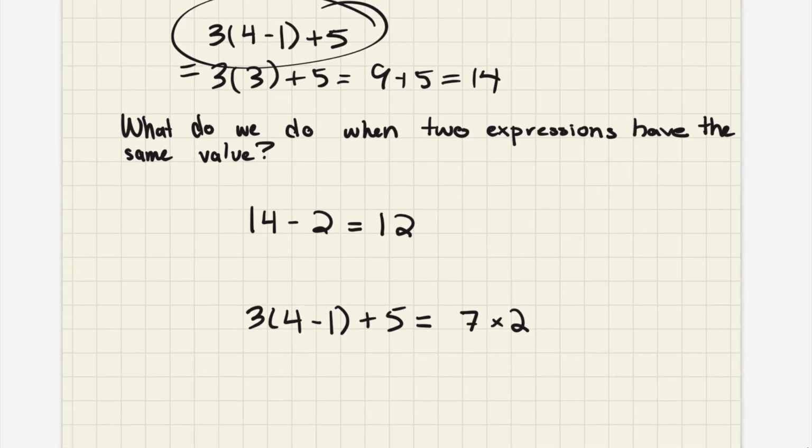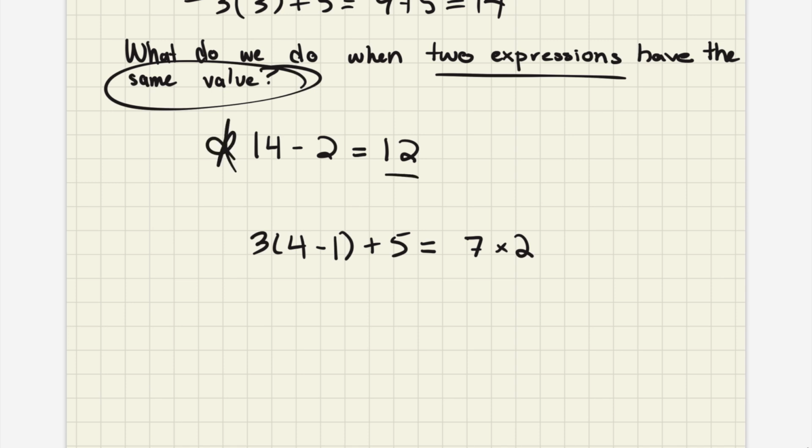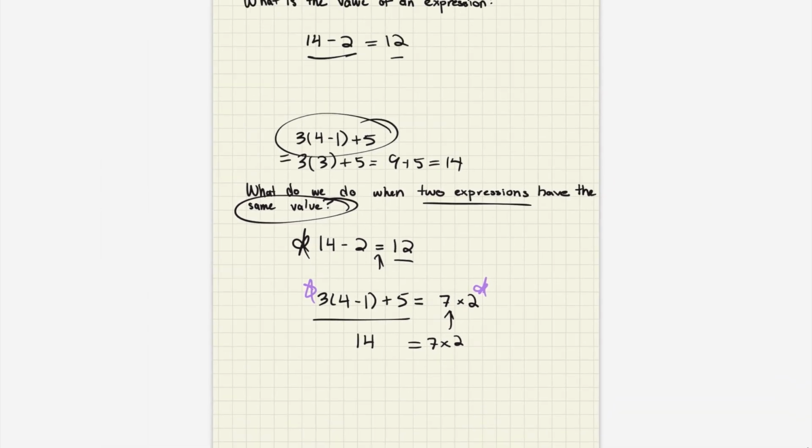With that in mind, we can start to equate two expressions, or show that two expressions have the same exact value. So we talked about earlier that 14 minus 2 has the value 12, so it's equal to 12. Similarly, we evaluated this and said it was equal to 14. Well, 14 is also equal to 7 times 2, so we know that this first expression and the second expression are equal to each other. So we can use the equal sign to express when two expressions have the same value.